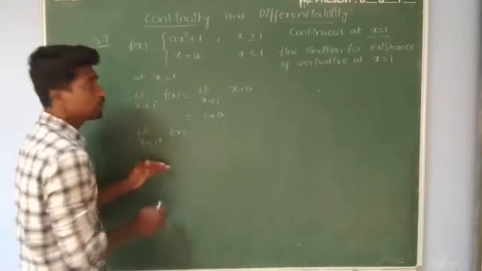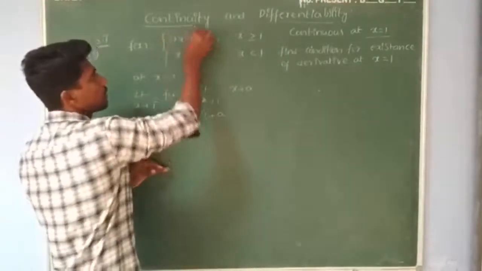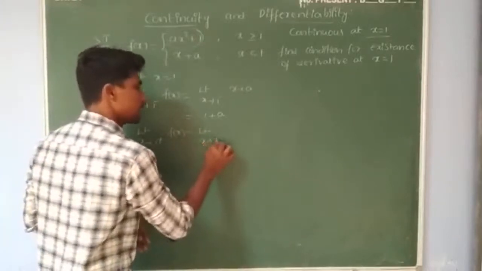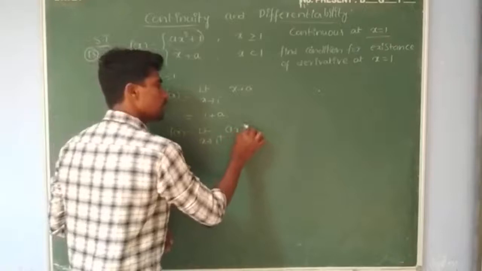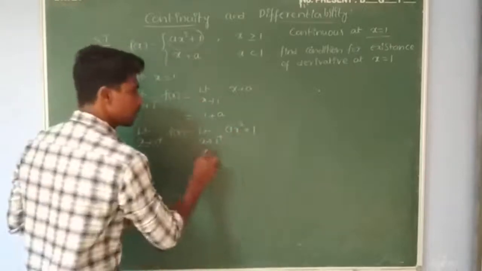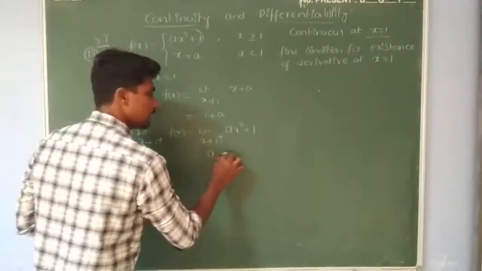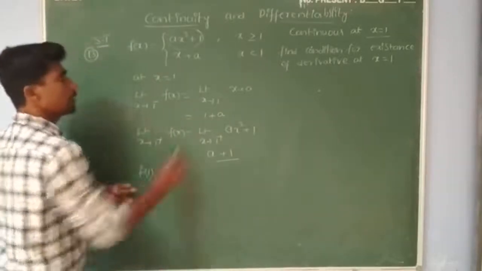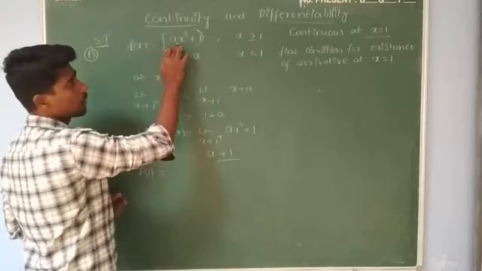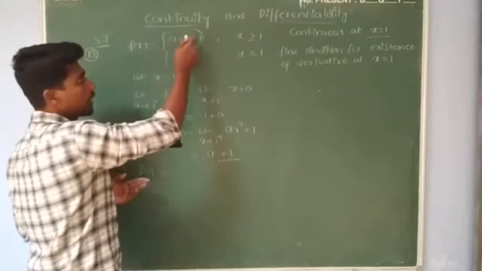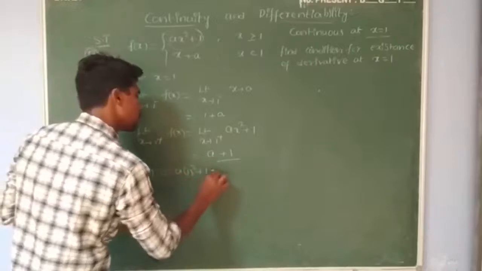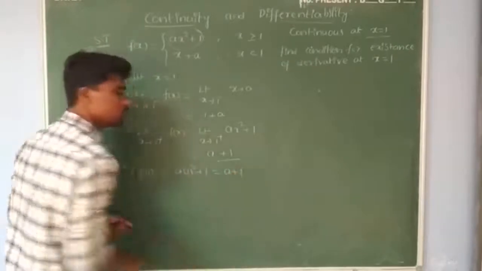Now limit x tending to 1 plus f of x, which is given as the function ax square plus 1. So limit x tending to 1 plus ax square plus 1. Substitute the value as 1, we get a plus 1. Now what is f of 1? Exactly at 1 the function is defined as ax square plus 1. So directly I substitute in place of x 1. Then what I get? A into 1 square plus 1, which is nothing but a plus 1.